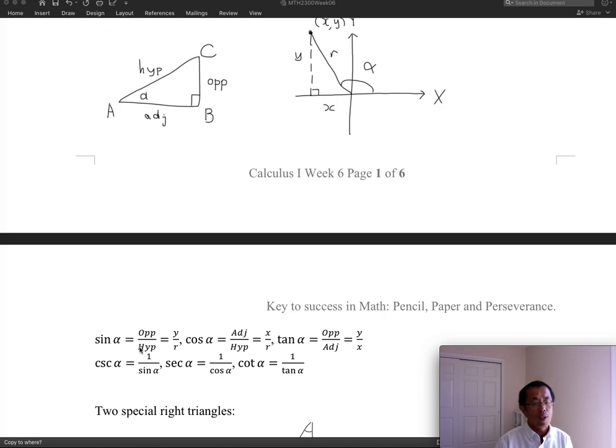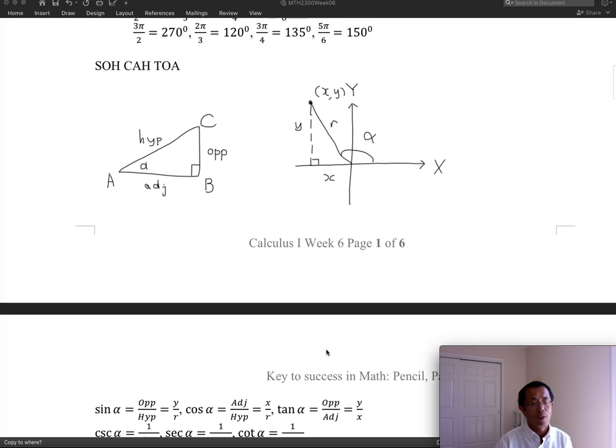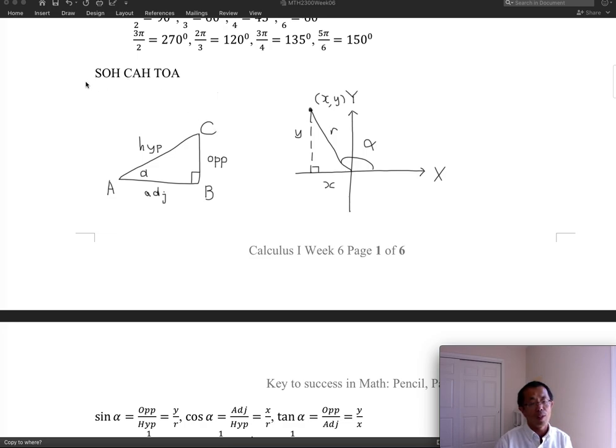So the SOHCAHTOA phrase simply says: sine alpha is the opposite over the hypotenuse, SOH. Cosine is the adjacent over the hypotenuse. Tangent is the opposite over the adjacent. That is the meaning of the SOHCAHTOA phrase. I know you must have this from high school or even earlier, but in college this phrase is still very helpful.